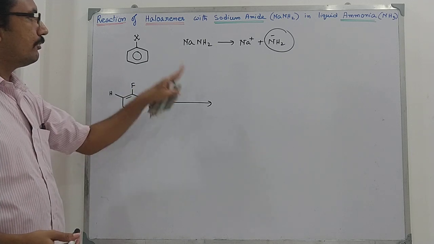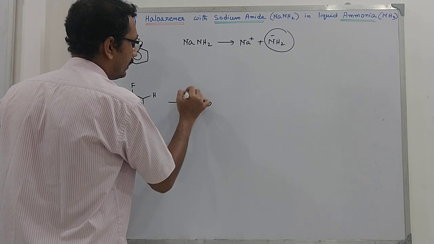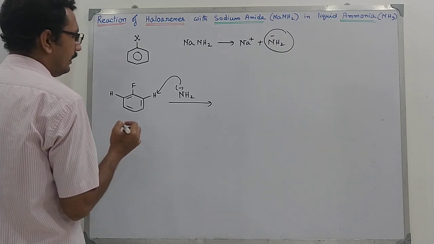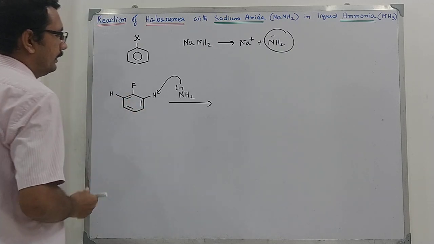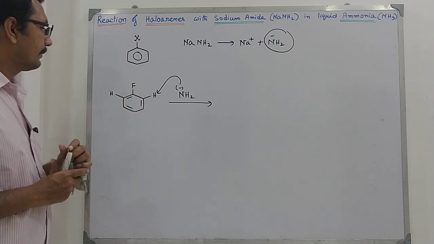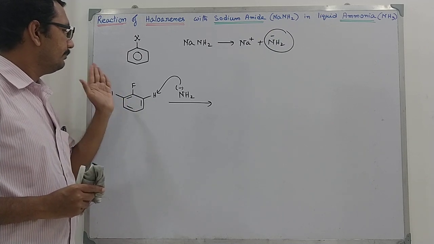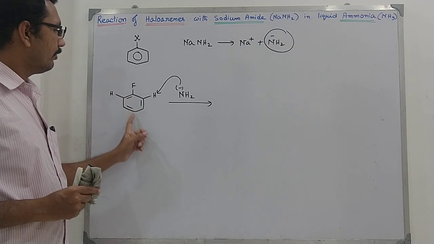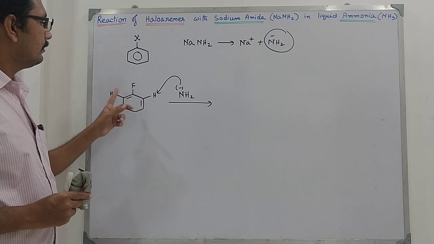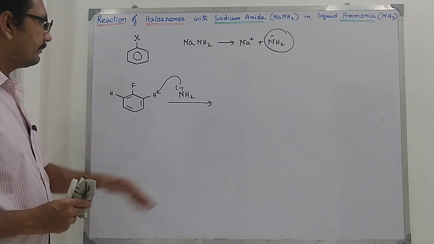Now we have to see what strong base will do here. So there will be a proton extraction from the ortho position. Now due to the strong electronegativity of this fluorine atom, and also the fluorine is a very poor leaving group, it will not go through the benzyne intermediate, but the rest three haloarenes will go through benzyne intermediate. I am coming to that portion later, just after a few minutes.